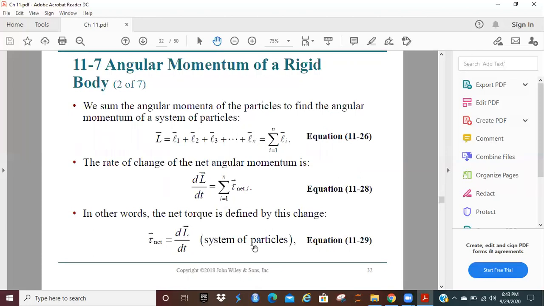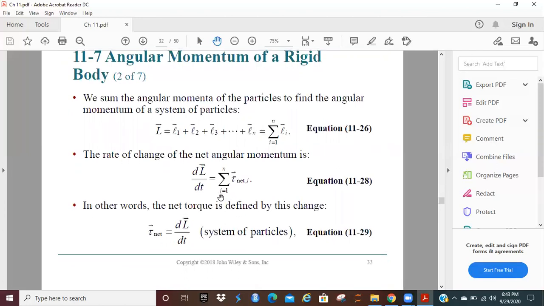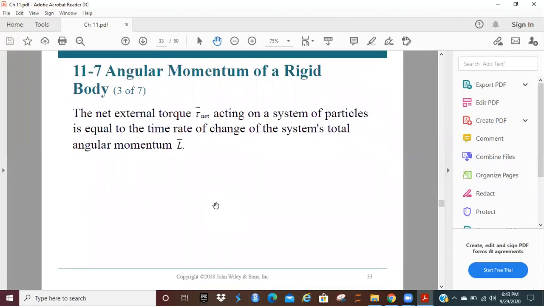When you take the change with respect to time of the angular momentum, that will get you the torque. And that's going to be the torque of each one of those individual particles. So in other words, the net torque is going to be defined as the change of the system of particles' angular momentum with respect to time. And if you've got a lot of particles, that's a lot of summing. The net external torque acting on a system of particles is equal to the time rate of change of the system's total angular momentum.